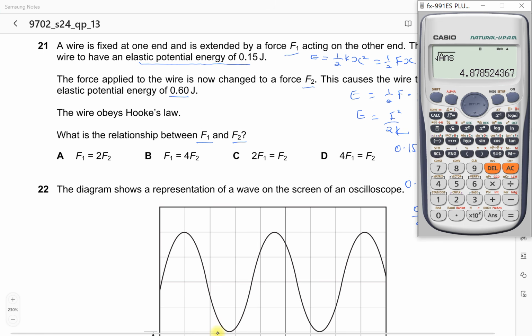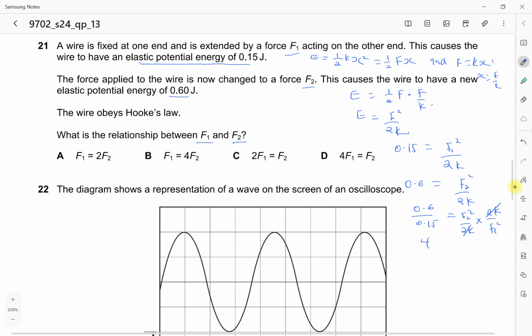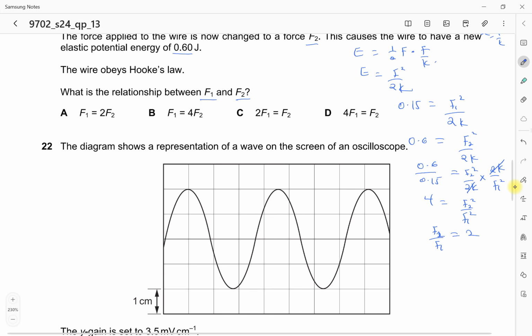So 0.6 divided by 0.15, that is 4. So I have that 4 equals F2 squared over F1 squared. When I find a square root, I have that F2 over F1 is equal to 2. So in other words, it means that F2 is equal to twice F1. So the answer is going to be C.